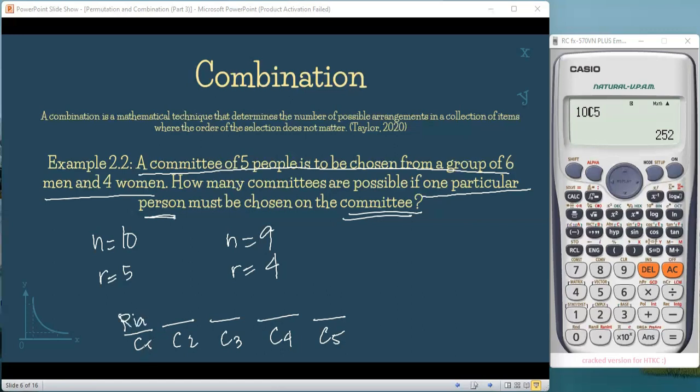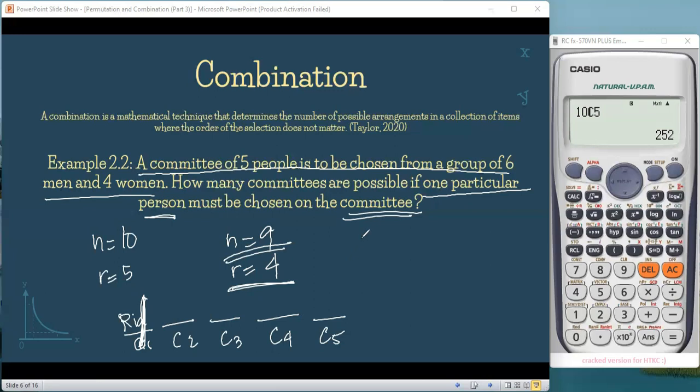So sa committee 1 natin, tanggal na siya sa mga pwedeng maging combinations kasi nga po sure na po siyang kasama. So ilan na lang po yung pagpipilian? We have only 4. Kaya nagkaroon na po tayo ng R as 4. Pero si N natin, kung sure na si Ria, ilan na lang daw po yung ibang pwedeng pagpilian. So we only have 9.